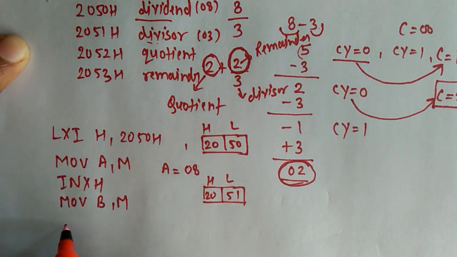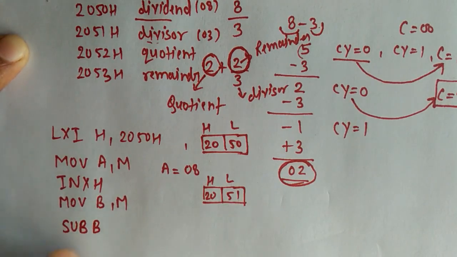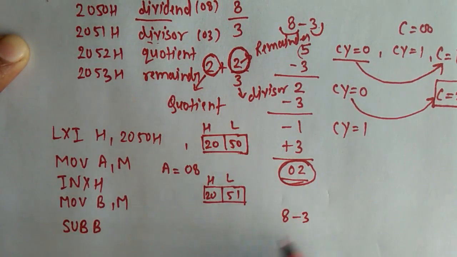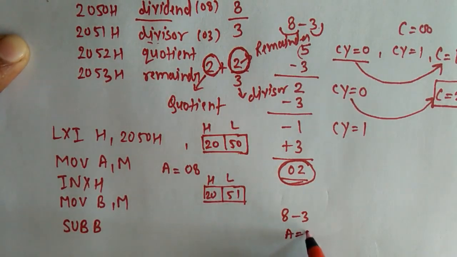Well, now we will be writing SUB B. On subtracting, this time it will be 8 minus 3 and the accumulator will have 5.